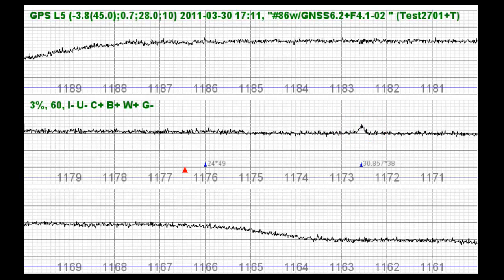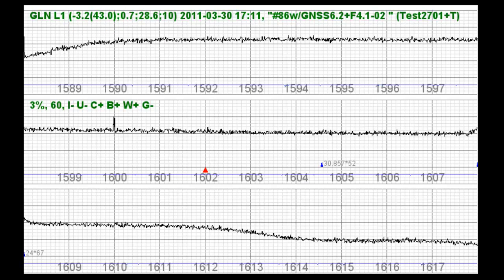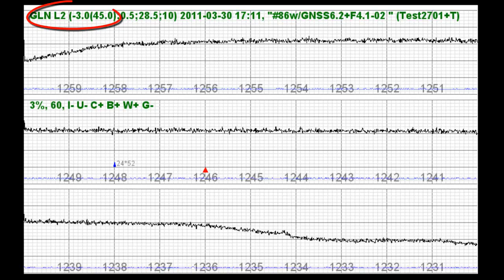3.8 dB lower AGC and calm AGC control voltage. Next one is GLONASS L1, which is clean and calm and 3.2 dB lower AGC. Next is GLONASS L2, which is clean and 3 dB lower AGC.